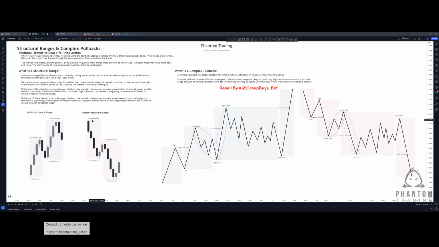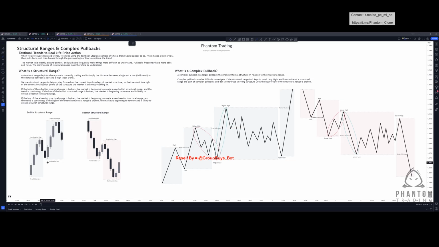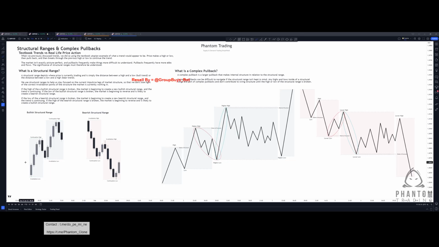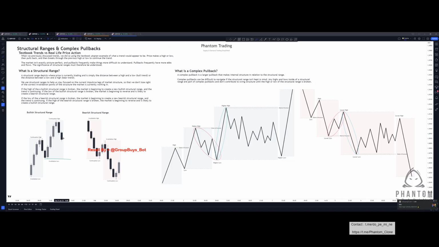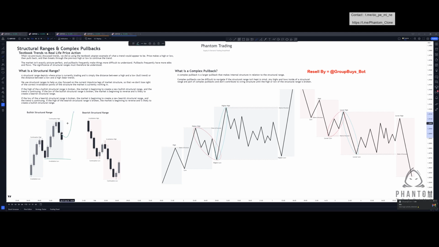If the high of a bearish structural range is broken, the market is beginning to reverse and is likely to create a bullish structural range. And as I said, the structural ranges are depicted as the low and the high of a bullish structural range. More specifically, when we're trading within this low and this high, the invalidation low would be our key point. If price breaks to the downside, and closes hard below, we would see some sort of reversal and we would no longer be seeing bullish price action. And if we break the continuation high, this would be a continuation of the trend, which we would expect a new higher high to form.